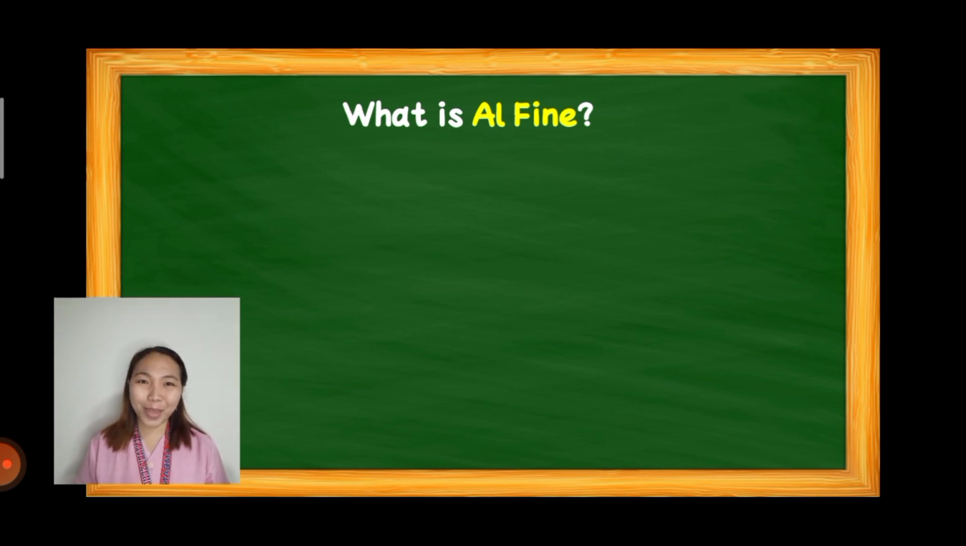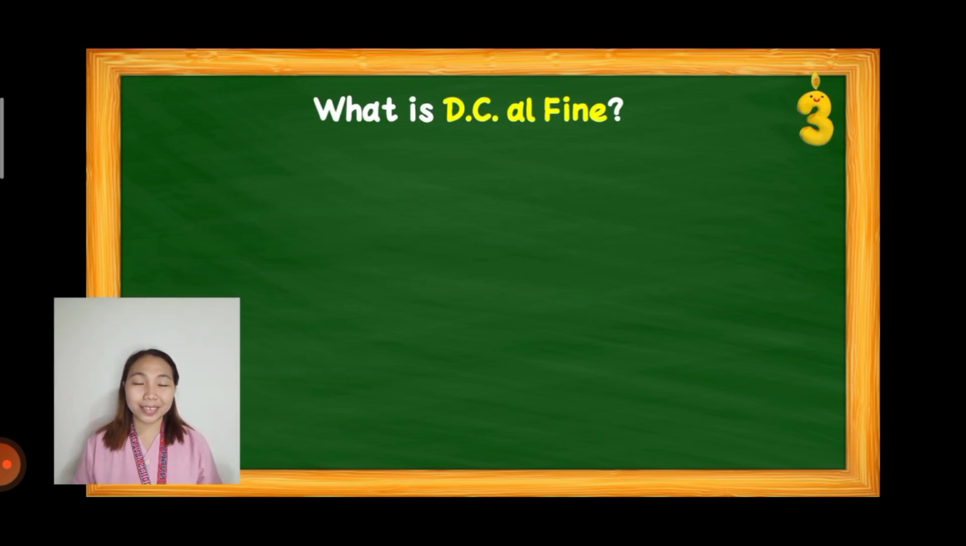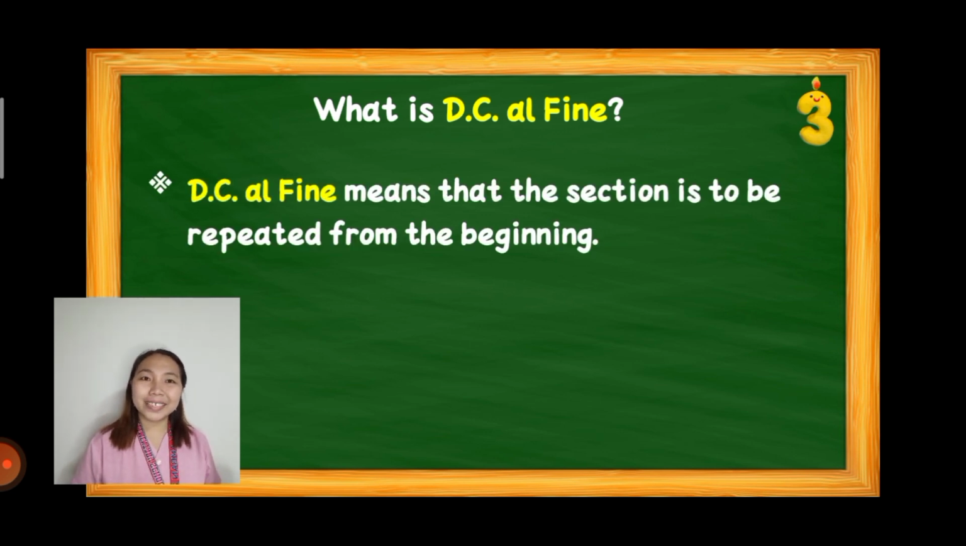What is Al Fine? Al Fine is what we call up to the end. Used as direction in music to return to the start of a section and repeat it up to the point marked fine. The DC Al Fine, the DS Al Fine. Here is the DC Al Fine, or what we call the Capo Al Fine. The DC Al Fine means that the section is to be repeated from the beginning.